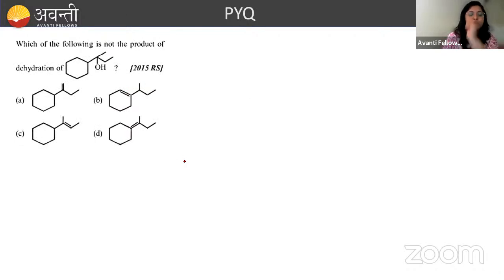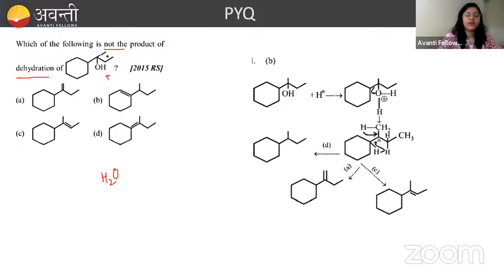If suppose this molecule undergoes dehydration, what is dehydration? Removal of H2O, right? Removal of H2O. So what is dehydration? Removal of H2O. So not, हम लोगों को इसमें से कौन सा प्रोडक्ट नहीं मिलेगा जब हम इस मॉलिक्यूल का डिहाइड्रेशन करेंगे तब. So this is very easy problem actually. Just pay attention here. So what will happen here? First of all, we need to do the dehydration.